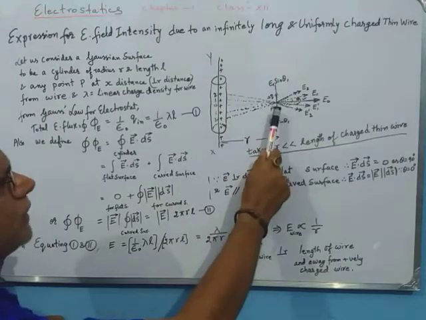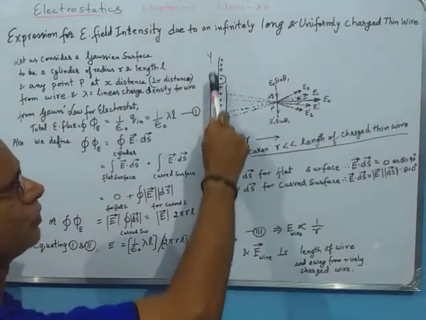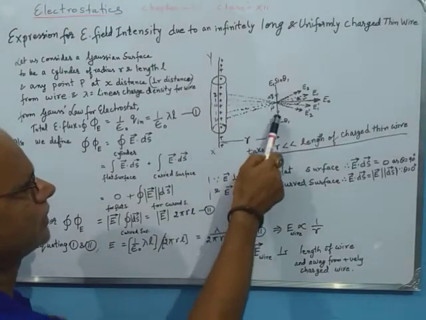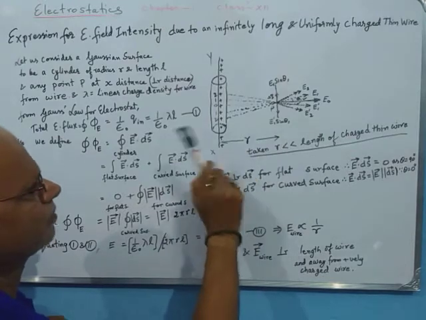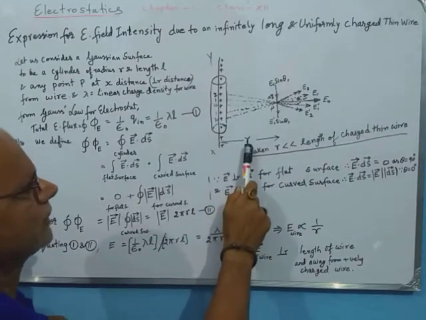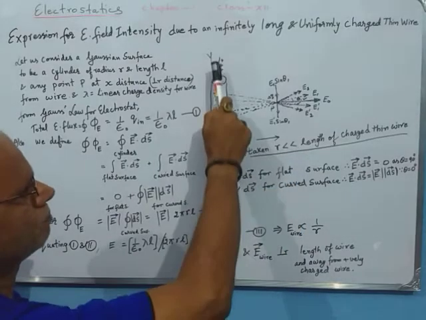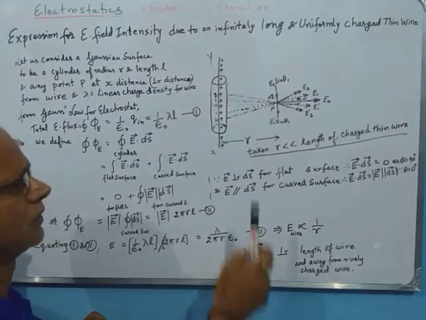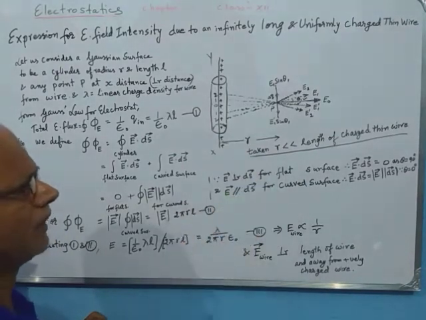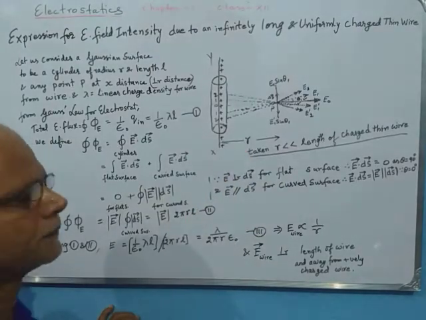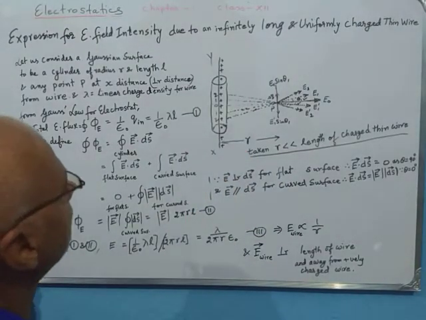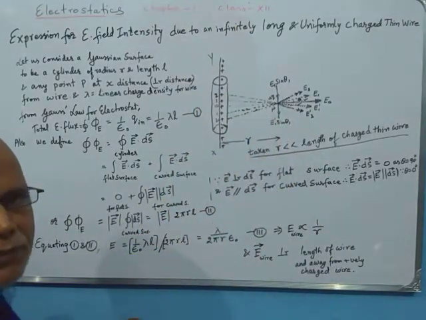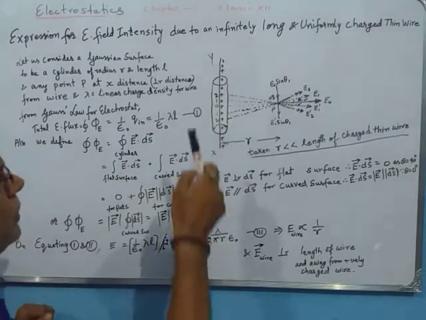Now we consider any point P where we have to find the electric field due to this uniformly charged long wire. Here, if the distance of point P from the wire is R, then we consider that this R is much smaller as compared to the length of the wire. This condition is very vital because our derivation will not be valid if it is not satisfied. So we consider that the wire is very long as compared to the distance at which we want to find the electric field due to this wire.